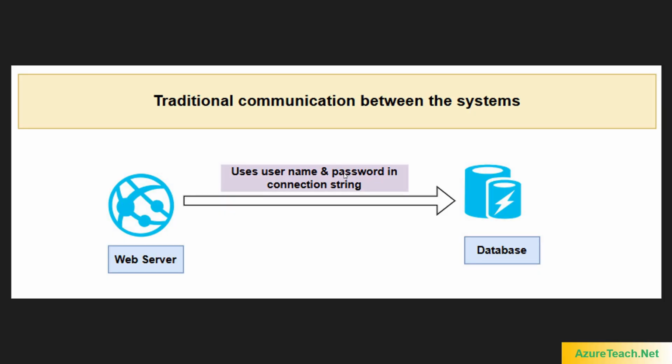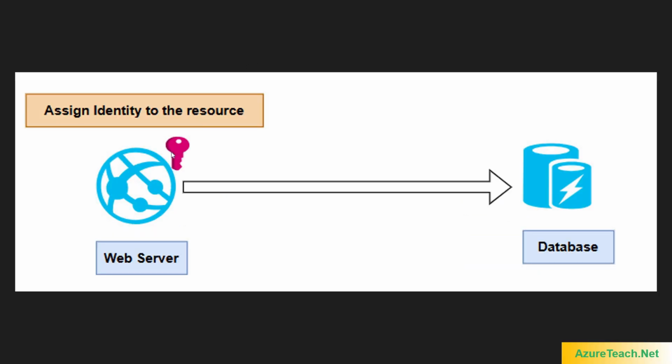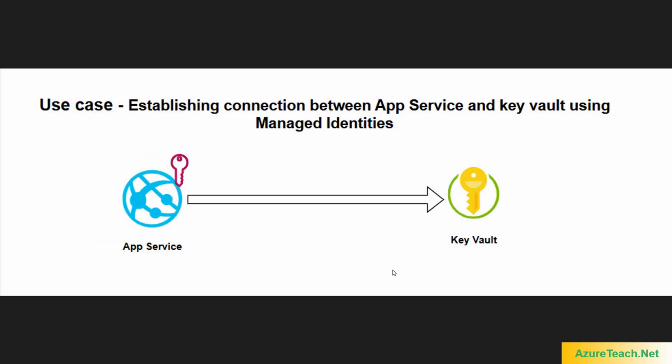Traditional credentials like username, password, or client secrets are vulnerable to leaks, which can lead to unauthorized system access. To solve this, we assign a managed identity to the system so it can access Azure resources securely. No credentials are required. Let us understand managed identities with this common use case. We are going to establish connection between app service and Azure Key Vault using managed identities.